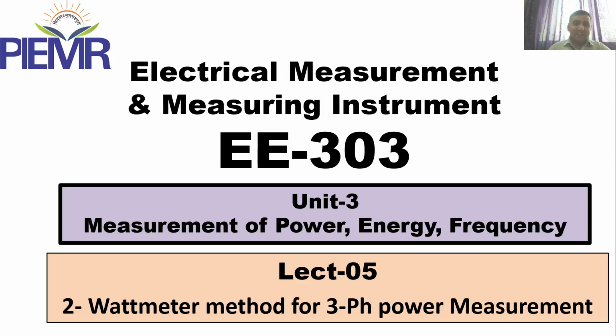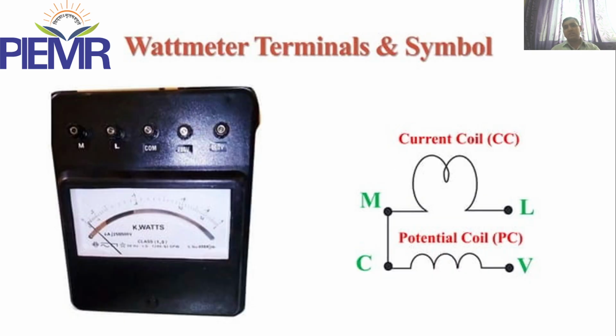Hello everyone, once again to this new lecture, lecture 5, that is the 2 wattmeter method. It is one of the special methods for measurement of 3-phase power. As we suggested, a wattmeter has 2 terminals, the current coil and the pressure coil, as connected in one of the diagrams I will show you. It is main, line and common connected for measurement of power.